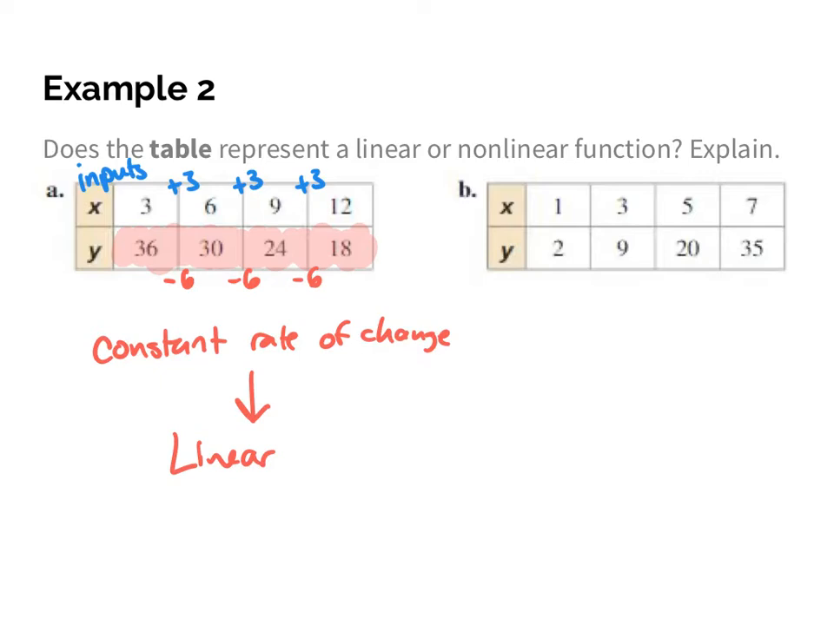Okay? Next one, do the same thing. Again, I'm going to look at my inputs first, my x values. Here I go from 1, 3, 5, 7. So notice +2, +2, +2. That's good because they're all constant. But what I want to specifically look at in order to determine if it's a linear function are my y values. If I look at 2 to 9, it goes up 7. 9 to 20 is up 11. 20 to 35 is up 15. So notice that it's going up by different values every time. Because we do not have a constant rate of change, this one is not linear. So again, a linear function has a constant rate of change.